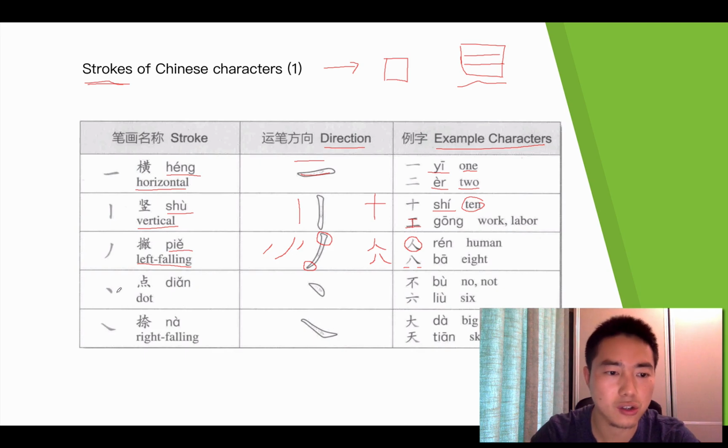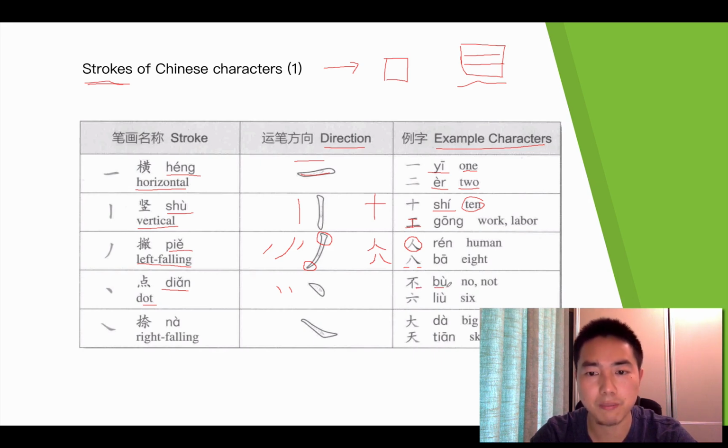Okay, the next stroke is called 点 or dot. It's just a dot. You can write it like this. So here's the character. You can see there is a dot here. It is called 不, means not. The next one, there are 2 dots actually. The first dot is here. The second dot is here. So it is 6, called 六 in Chinese.